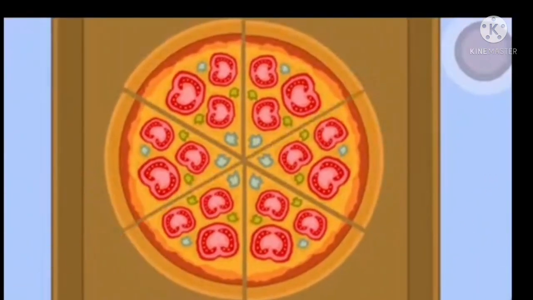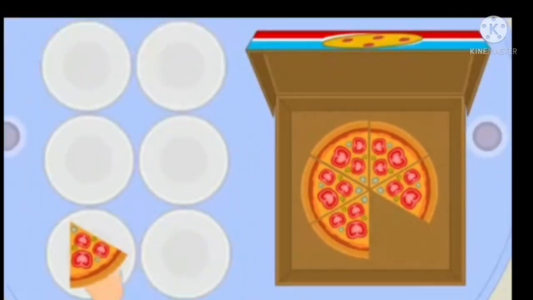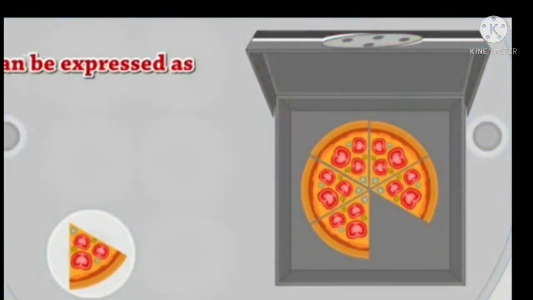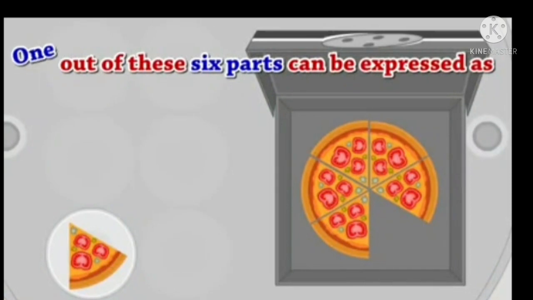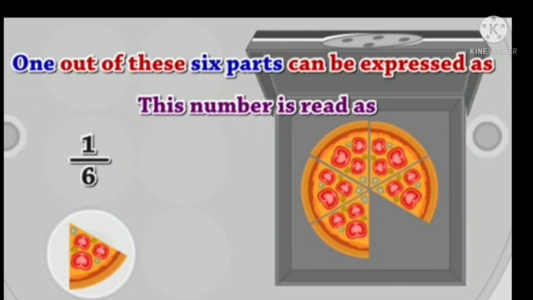See here, he cut it into 6 equal parts. She has one piece. This one out of these 6 parts can be expressed as 1/6. This number is read as 1/6.